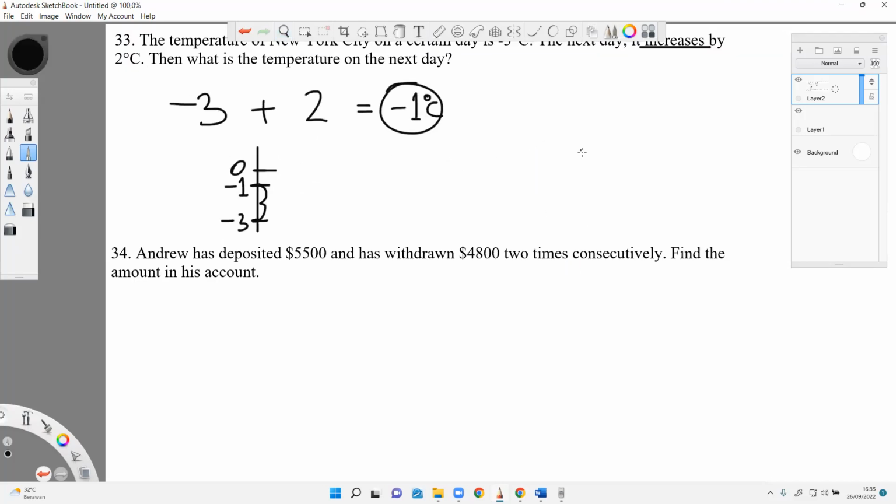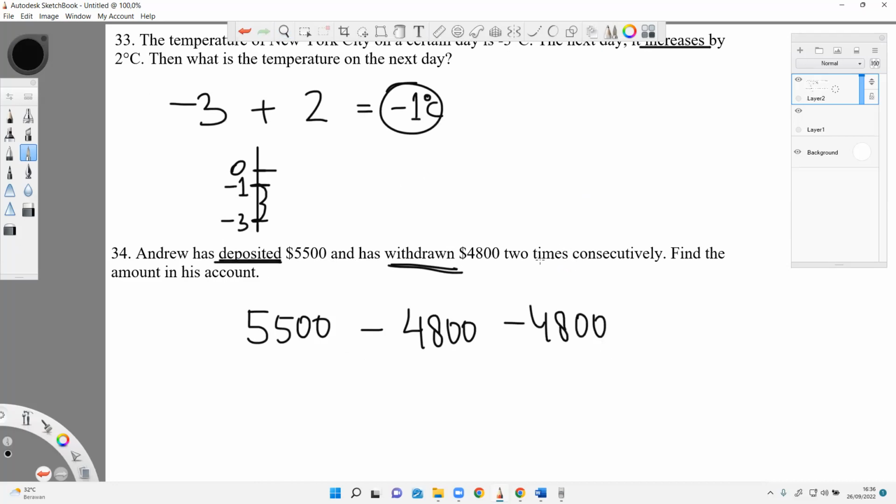Okay, now Andrew has deposited 5,500 and has withdrawn 4,800 two times consecutively. Means Andrew has deposited 5,500. I don't use the unit first. The deposit is when you put the money inside the account, and withdrawn is when you take the money out, two times. Get the idea, Rachel?